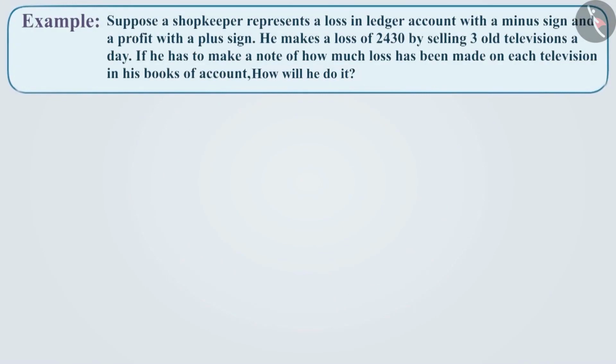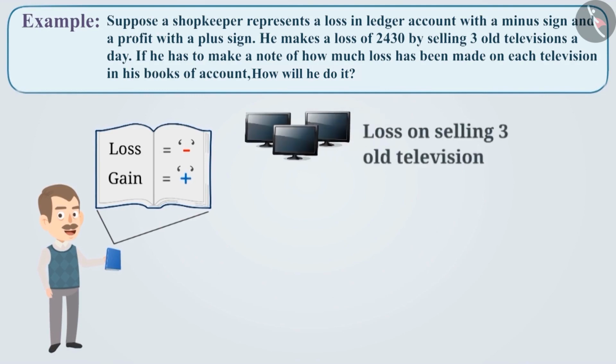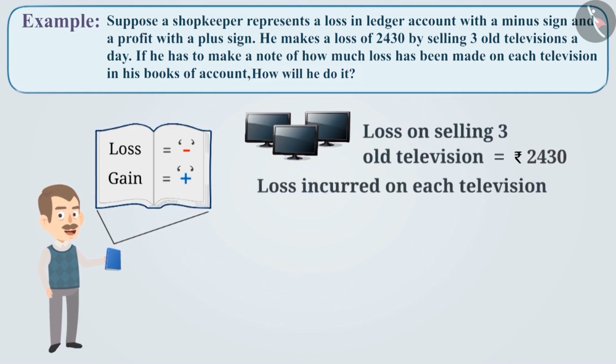Next example. Suppose a shopkeeper represents a loss in his ledger account with a minus sign and a profit with a plus sign. He makes a loss of 2,430 by selling 3 televisions a day. If he has to make a note of how much loss has been made on each television in his books of accounts, how will he do it? The shopkeeper represents the loss in his book of account with a minus sign and the profit with a plus sign. This example shows that the shopkeeper has a loss of Rs 2,430, which can be represented by minus Rs 2,430. We have to find out how much loss the shopkeeper has incurred on each television.